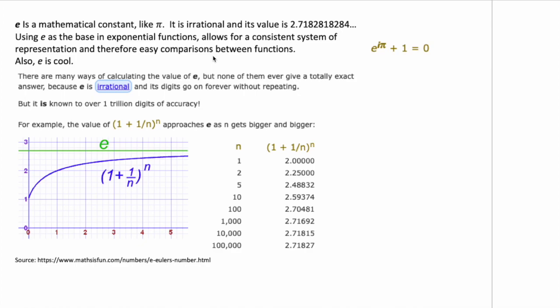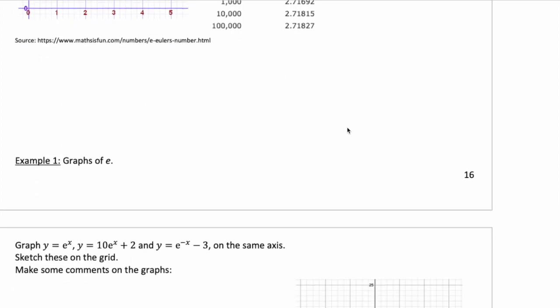So e is just a constant, just like pi. It's on your calculator. It's 2.718 and so forth. It's irrational. It goes on forever. But you've got it on your calculator. Just remember, it's between 2 and 3. It comes up a lot in mathematics and is very useful for modeling. Let's take a look at some examples here.